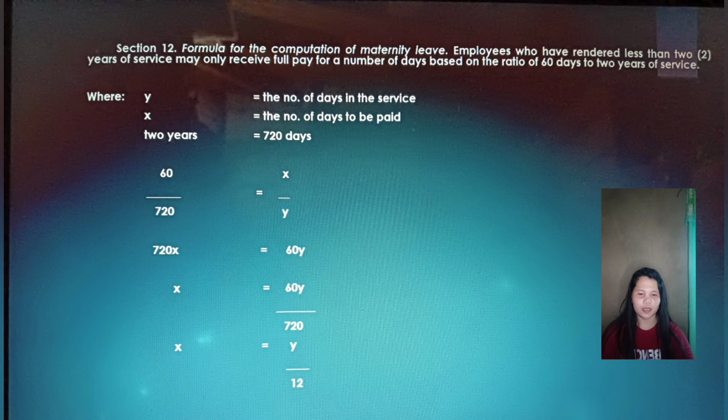Then Y is the equivalent days in the service, so 720. 720x equals 60y. So we will proceed to cross multiply. So x equals 60y over 720. So 720 divided by 60 is equal to 12, so x equals y over 12. So that's the days of your maternity leave.